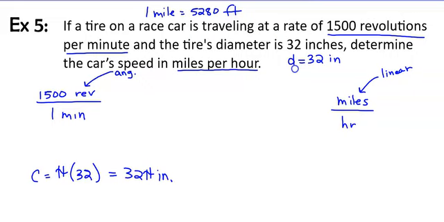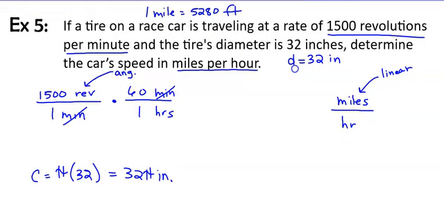Now, I'm going to do time first. I'm just going to keep doing that the same way. So I don't want minutes, I want hours. So I want minutes on top. I want hours on the bottom. There are 60 minutes in 1 hour, so minutes can go away, we're in hours. We're good there. Now we need to deal with our revolutions.